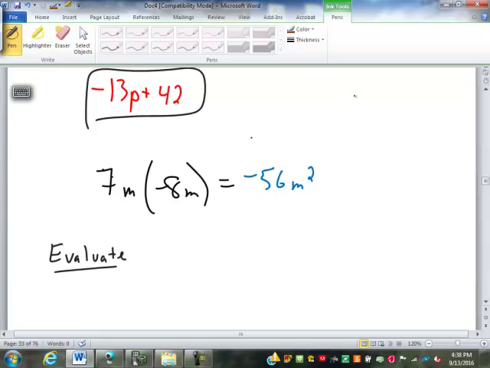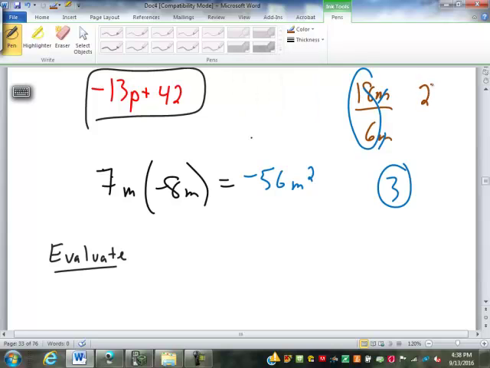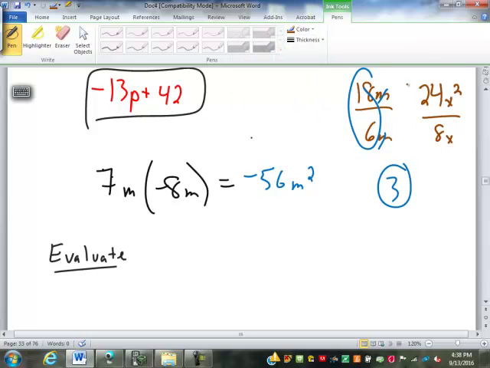If I go up here and say this is 18m divided by 6m, yeah, 18 divided by 6 is 3. We still combine the names, but we're combining with a division. M divided by m just cancels out, so that's just 3. Okay. If we had 24x squared divided by 8x, 24 divided by 8 is 3. X squared divided by x is x. So we do still divide the variables, but we're dividing them, not multiplying them now.